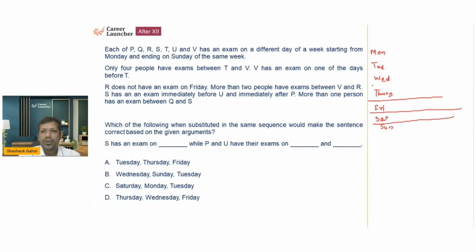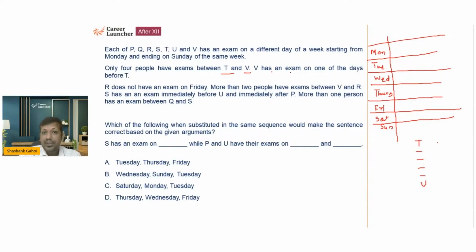Okay, so we are talking about 7 days in a week. Only 4 people have exam between T and V. So T, 1, 2, 3, 4, and V. Basically, I can have one arrangement, and it can be vice versa as well. We can have exam before T.